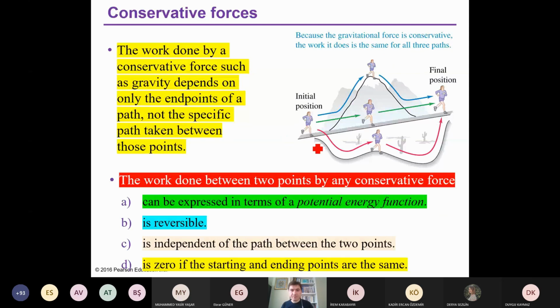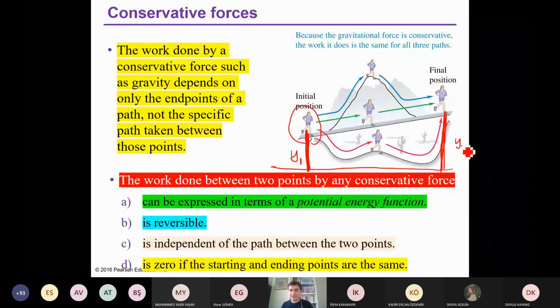There's a guy, and his initial position is this one. This is the sea level, and this is the initial height of this guy from the sea level. And this is the final height of this guy from the sea level, let's say. Let's consider that this is the 0. So due to gravity, there is a weight acting on this guy, okay?